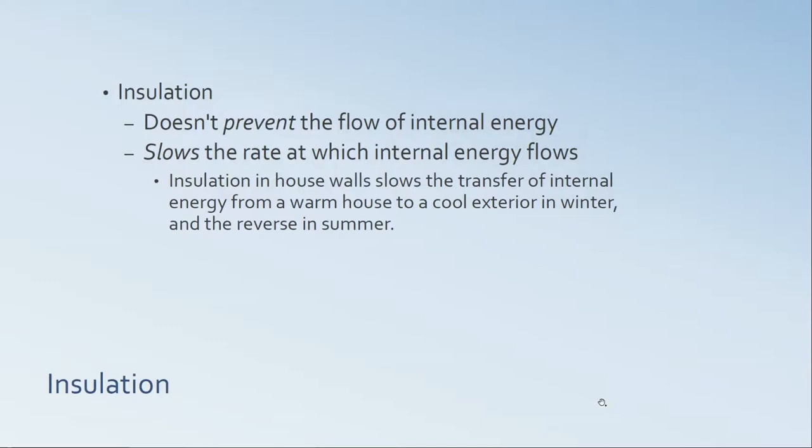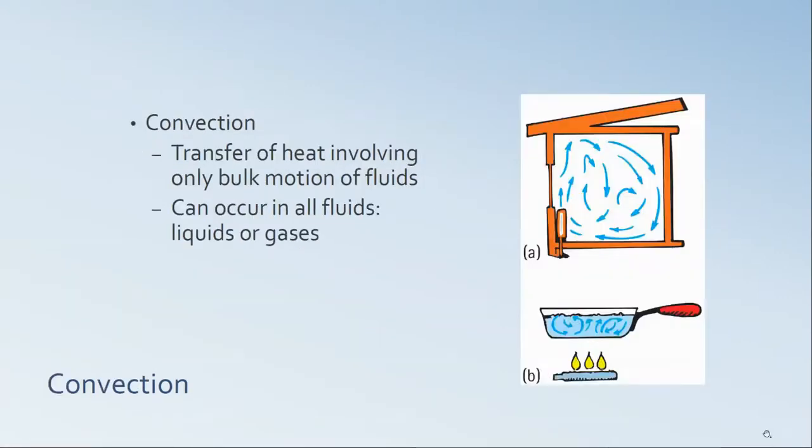It's important to remember that insulation doesn't prevent the flow of internal energy, it just slows the rate at which this internal energy flows. As far as we know, there's no 100% effective insulator. So the insulation in your house doesn't prevent the heat from your house from going outside, it just slows the transfer.